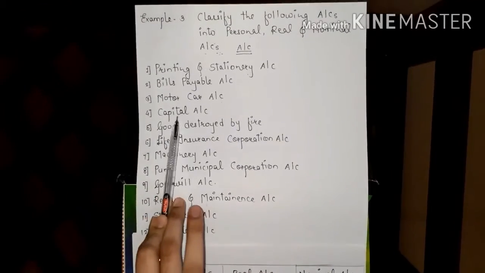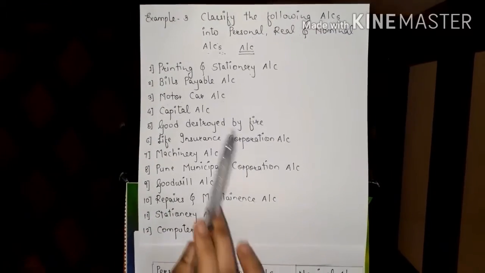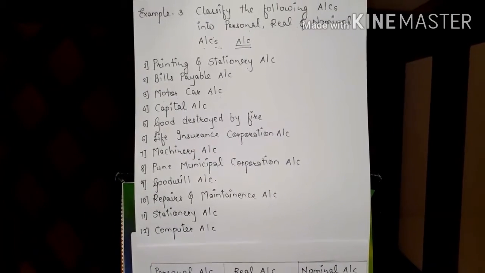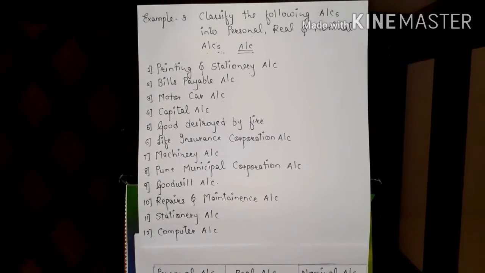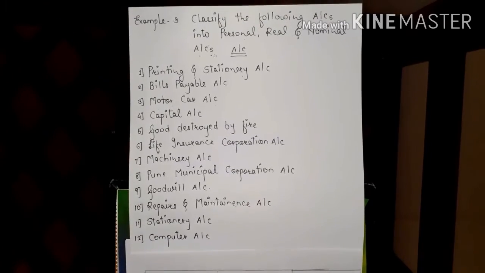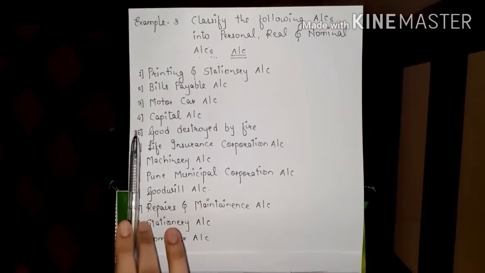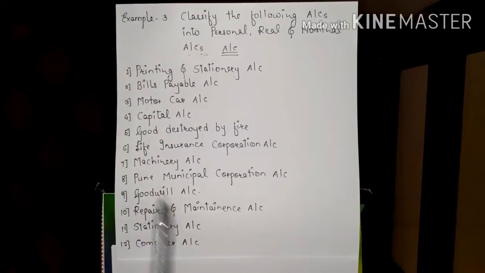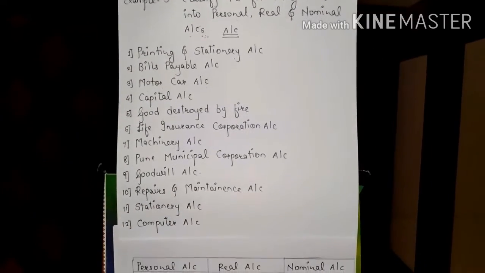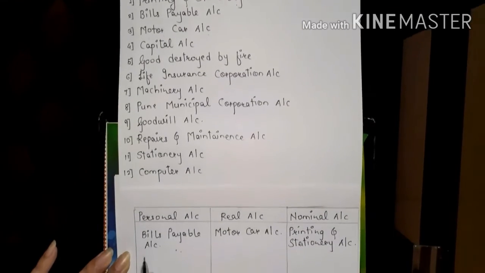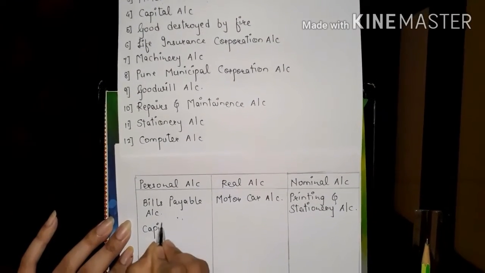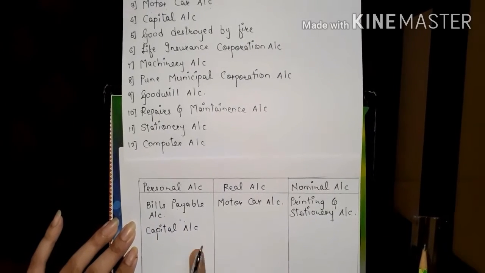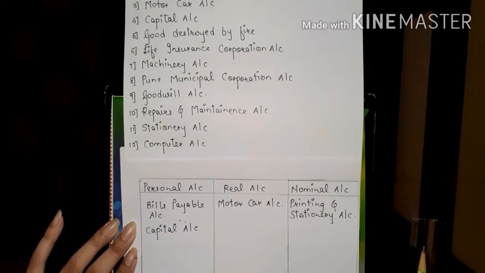So let's take the other example, capital account. Now as I have already told you what is capital. When an owner invests his own money into business to start the business, that is called capital. That is, he is investing money in the capital form to start the business. So it will always fall under personal account, because personal money is being invested in the form of capital. So it will fall under capital account.